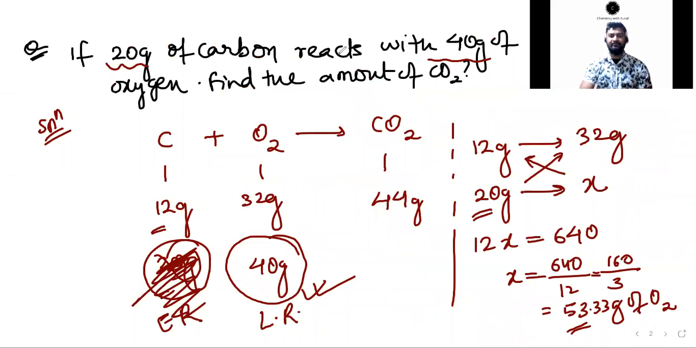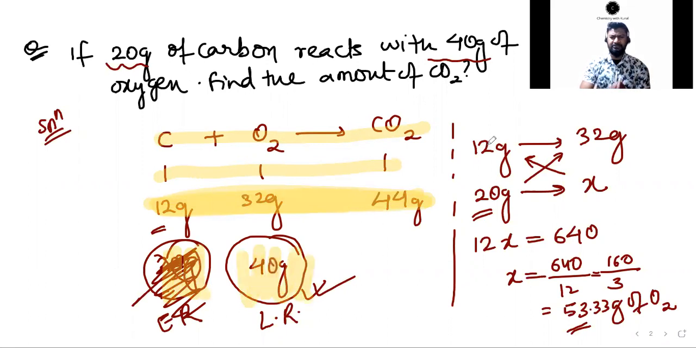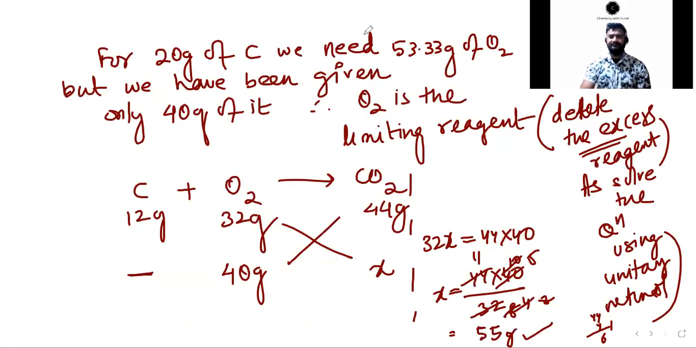So I'll repeat it once again for those who don't want to have a revision of this. First you write the balanced equation, then you write the stoichiometry, write the given mass, and then find the smaller moles, and then write the given data. Then just assume one, for example, 12 gram gives you 32 grams. Just check that for 20, how much is needed. Find it. It comes out to 53. But we have been given just 40. Therefore, 40 is the limiting reagent.